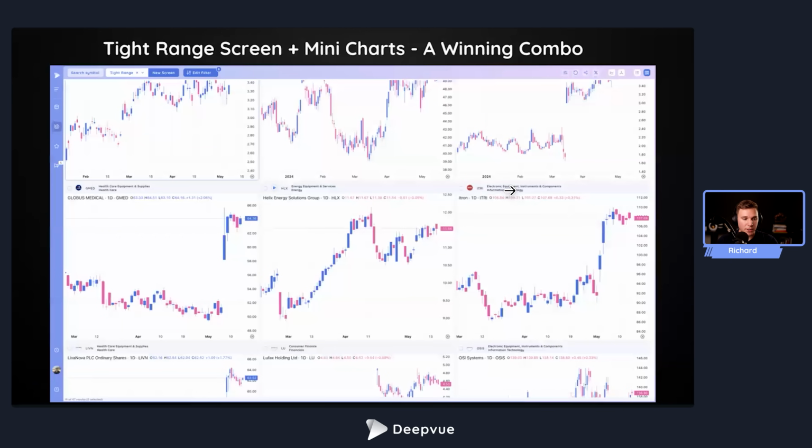And the best part is that you can pair it with the mini chart view in Deepvue and scroll through the results of these screens really quickly and visually identify the ones that you like. You can check the ones you like, add them to a watch list. So it's a really nice streamlined routine and flow that allows you to take advantage of these tight area opportunities and potentially trade them for some nice swing position or day trades.